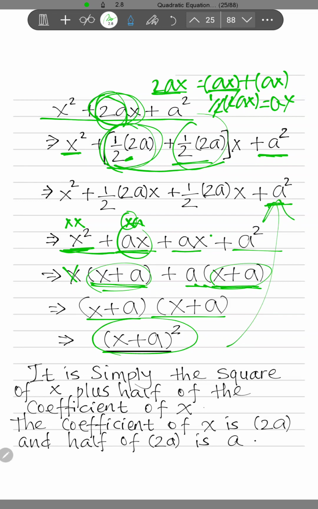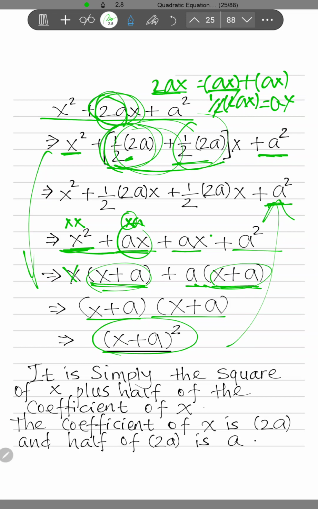So we can go this way or we can go this way. What we need to remember: take half of the middle term and split it into two. Half and half of the middle term is exactly one middle term.